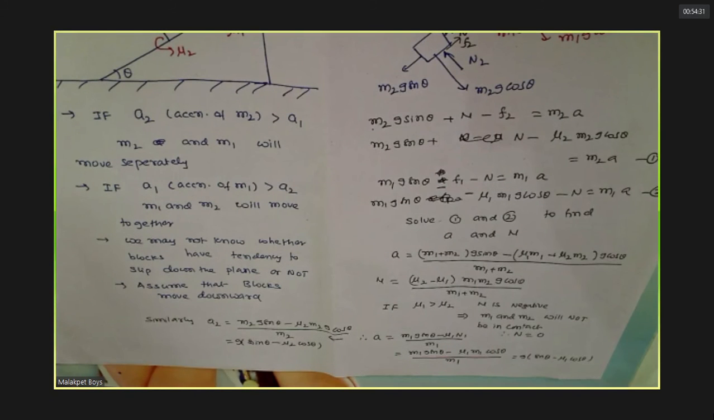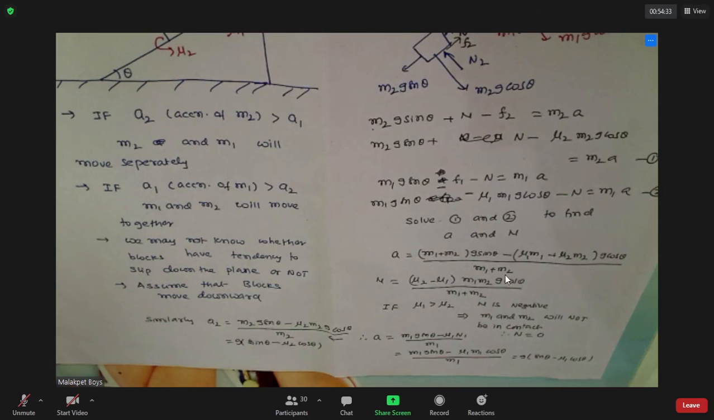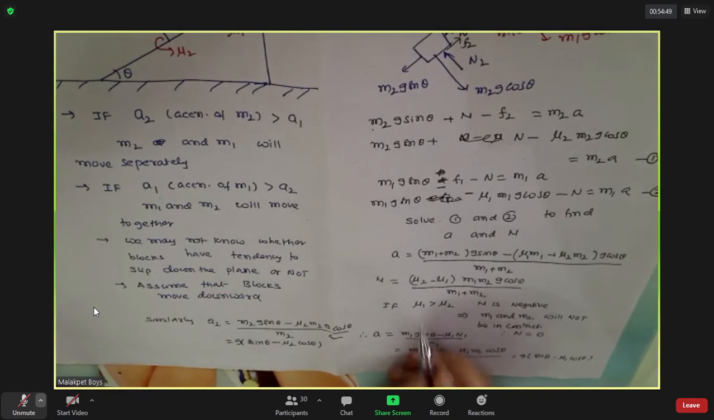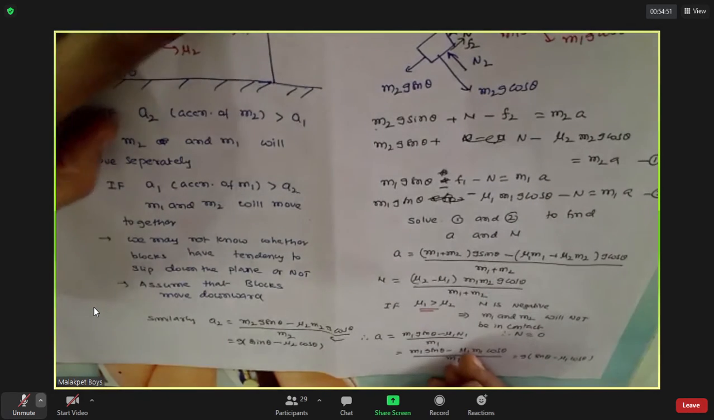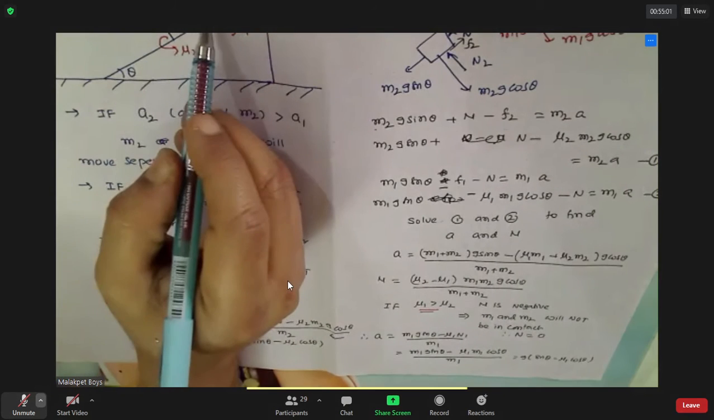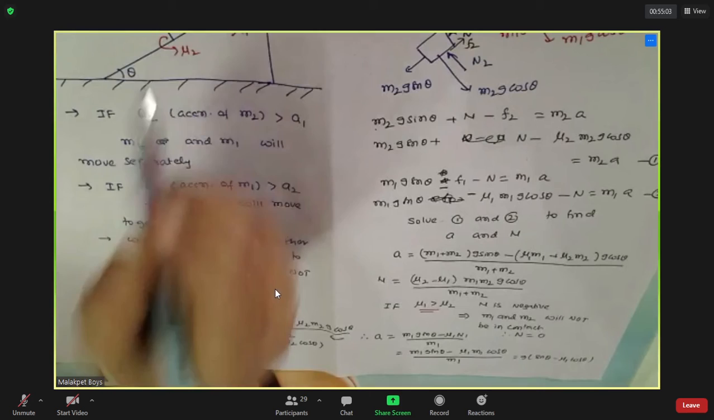Any doubt? It's better if you see this one. If the mu of the above block is more, then what will happen? Automatically the blocks will move separately, because there is no more opposition for this compared to this now.